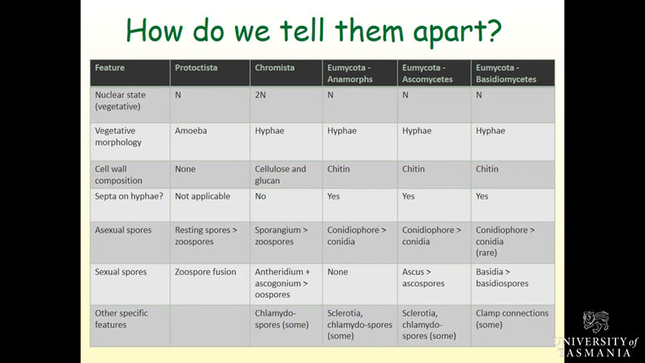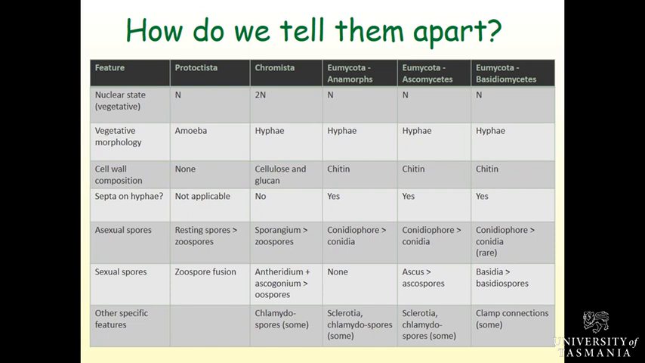What is the cell wall structure? Most of the true fungi are made of chitin. The oomycetes have quite different structures. So they're not made of chitin. They've got a cellulose and glucan. Again, different. Whether it has septa or not, the true fungi do. The oomycetes do not. These guys don't have mycelia, so it doesn't matter.